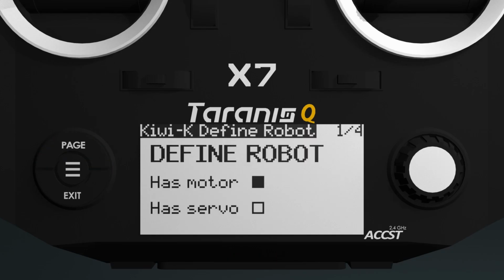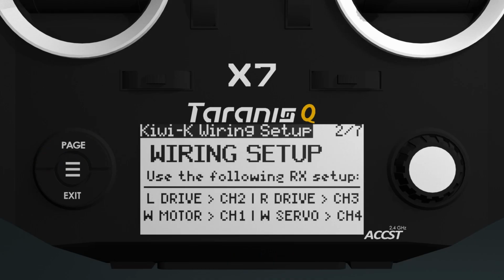First, we need to tell the Quick Mixer about our robot. If we have a motor with a spinning weapon, we'll select the Motor checkbox. If you use a servo for a lifter, you'll select the second. If you have both, like for a hammer saw robot, you can select both. If you have a robot that only drives, you can just skip this. For this example, I'm going to pick both just to show all the features and then press Page to move on.